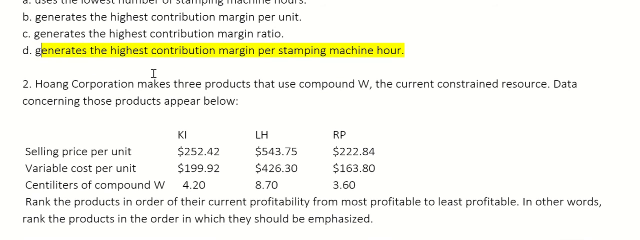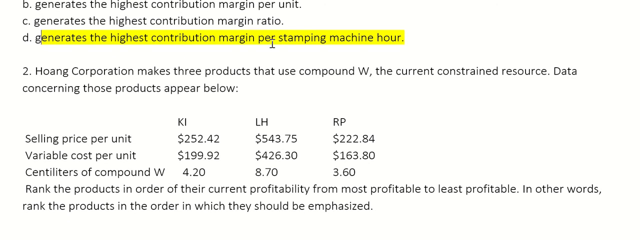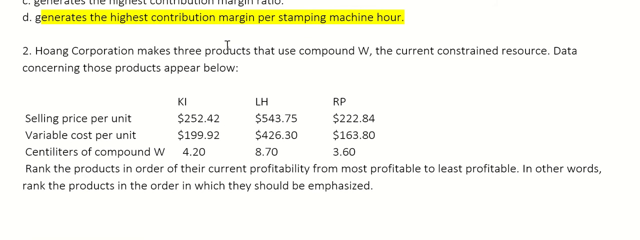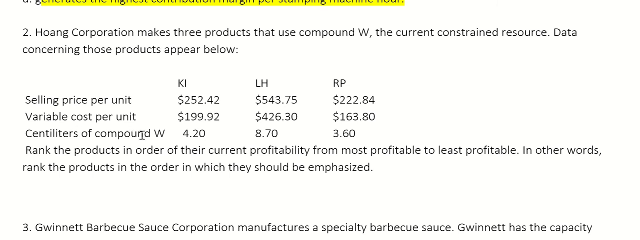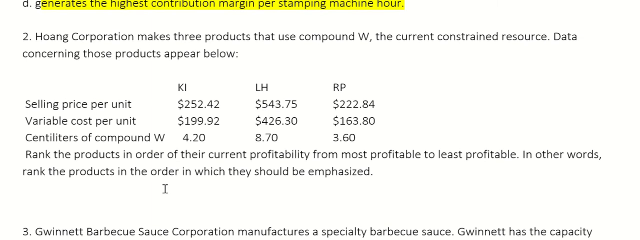Just like we said, highest contribution margin per stamping machine hour. We have 3 products, and this is the selling price, the variable cost per unit, and the centiliters of compound W. Rank the products in order of their current profitability from most profitable to least profitable. In other words, rank the products in the order in which they should be emphasized. These products use compound W, the current constrained resource. So we said contribution margin per stamping machine hour.